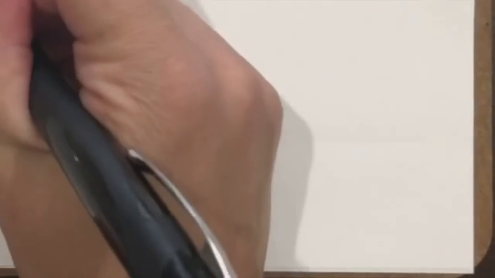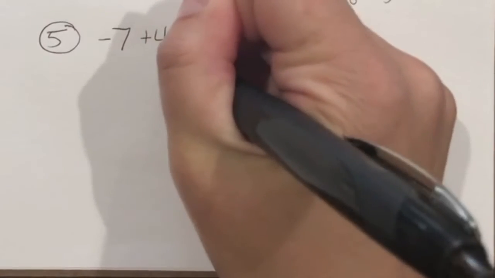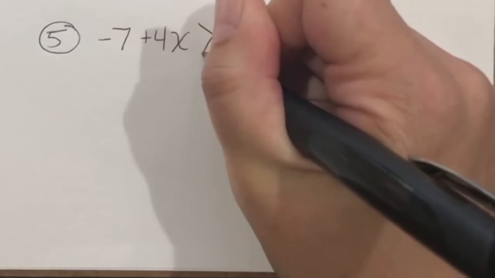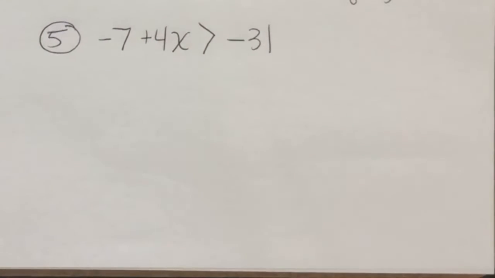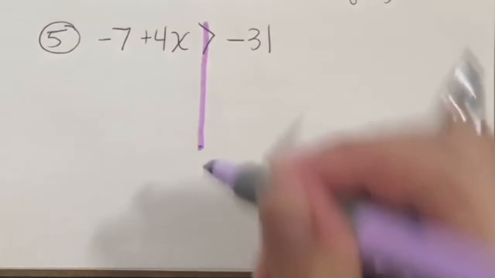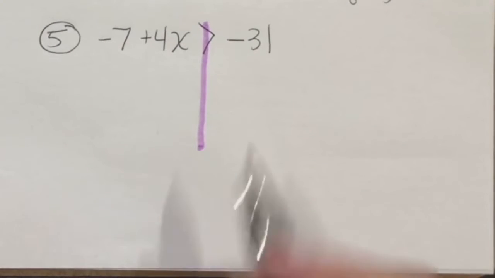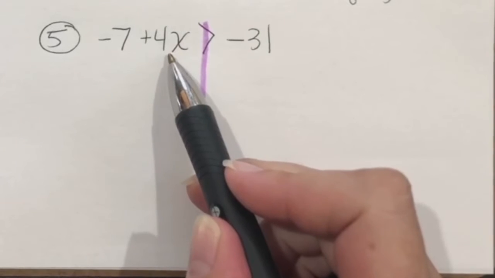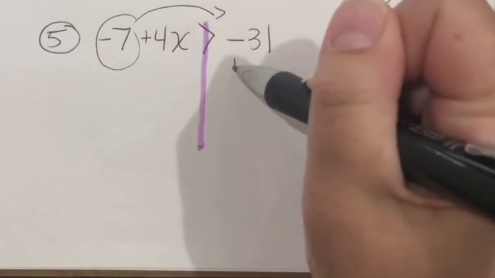Number 5. Negative 7 plus 4x is greater than negative 31. Let's split our math sentence. We're going to leave the x's here, but let's flip that negative 7, and it'll be positive 7.